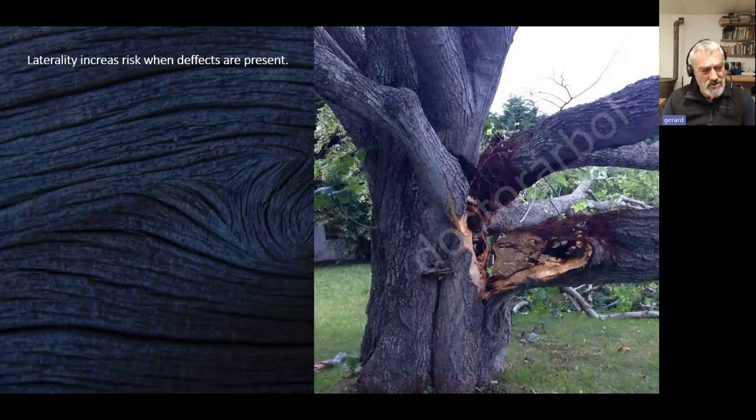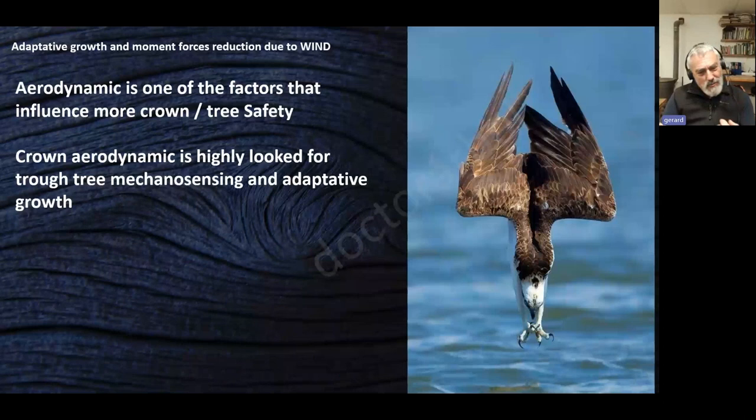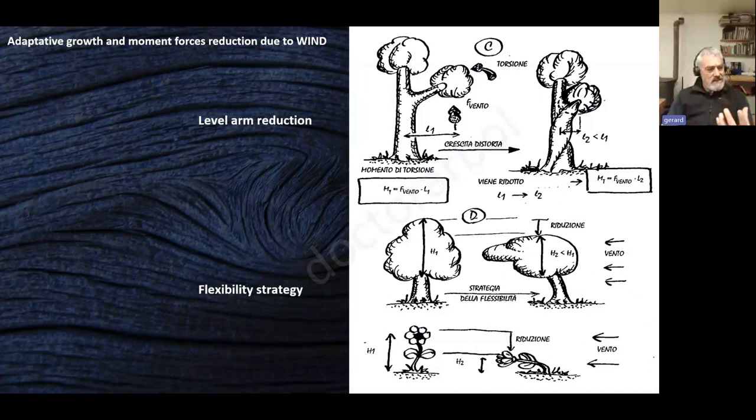The most important optimization is about aerodynamics. Aerodynamics is one of the factors that the tree really tries to find out and detect with mechanosensing, always feeling what is happening in relation to the wind. And we have this incredible picture of an eagle going inside the sea, and we can see that the shape the eagle takes to go inside and catch the fish is very special. It's a unique shape. If you open the wings going inside the water, you will destroy yourself. So the tree does the same, and when we analyze trees, we have to find out if the tree is using these strategies of reduction of the lever arm associated with the wind.